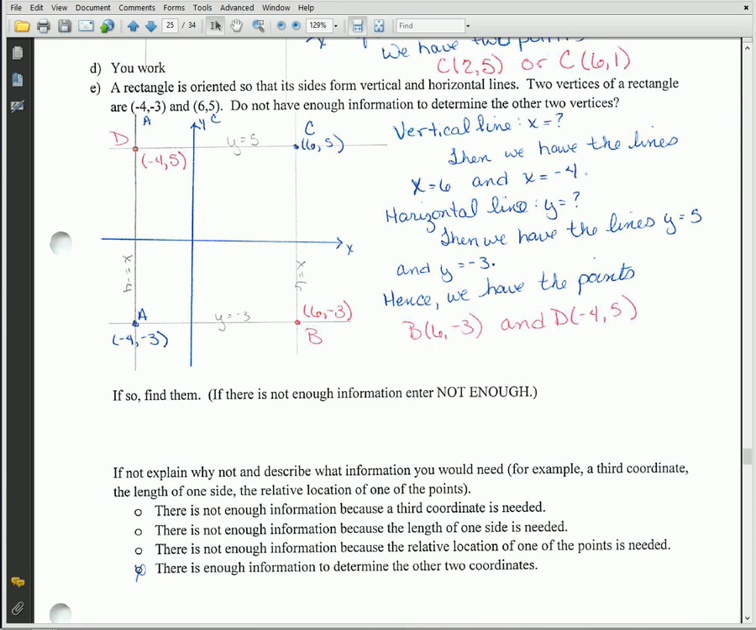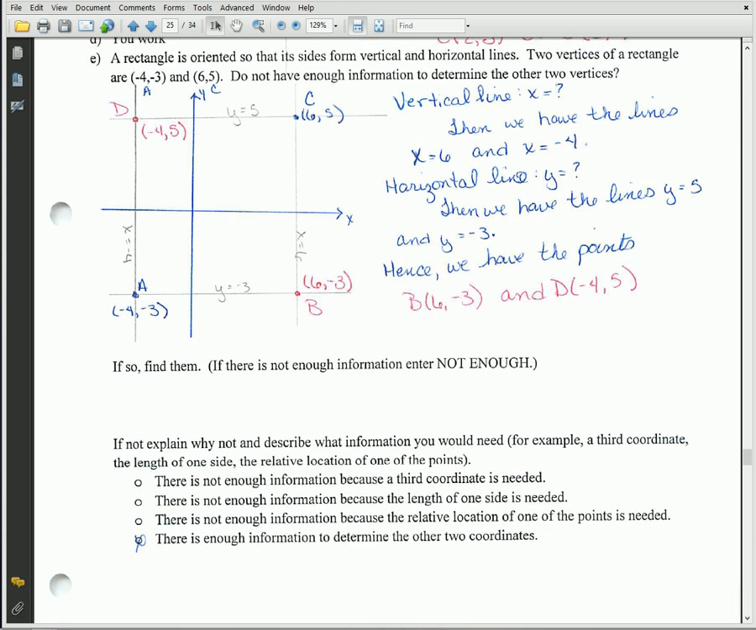Part E, we want a rectangle oriented so that the sides form vertical and horizontal lines. Two vertices of the rectangle are (-4, -3) and (6, 5). The question is, do you have enough information to determine the other two vertices? Yes, you do.